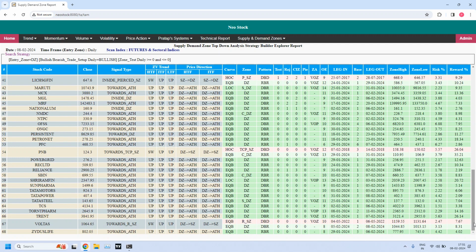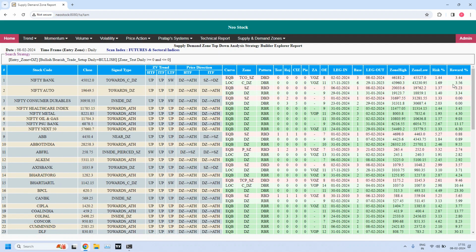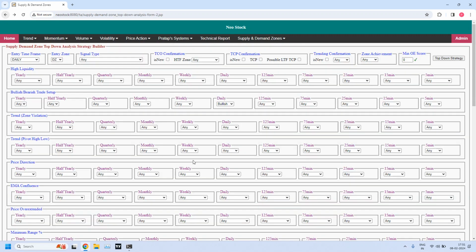Now 100 stocks have come down to 68 stocks. All these 68 stocks are supporting bullish trade setup for monthly income trade, and all these zones are fresh demand zones. Because still the number is big, now based on the reward, because this is a monthly income trade, at least I expect a demand zone to supply zone, a minimum 5% reward should be there. So that's why I want to filter the stocks based on the reward.